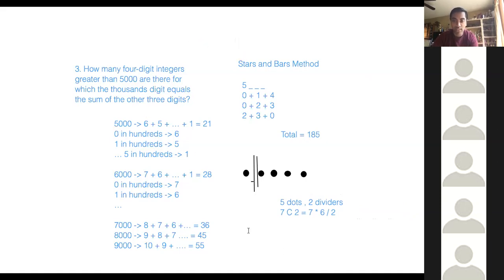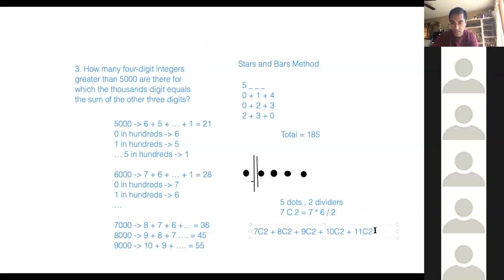So we can just extend this and say, okay, 6 dots and 2 dividers when there was a 6 in the first position would be 8 choose 2 instead of 7 choose 2. So basically what we then want is 7 choose 2 plus 8 choose 2 plus 9 choose 2 plus 10 choose 2 plus 11 choose 2.